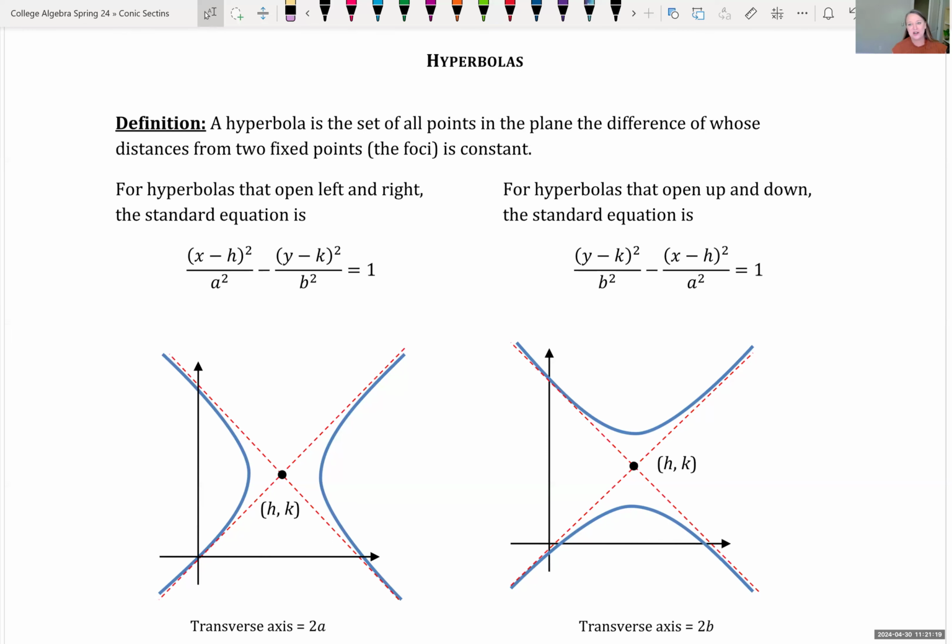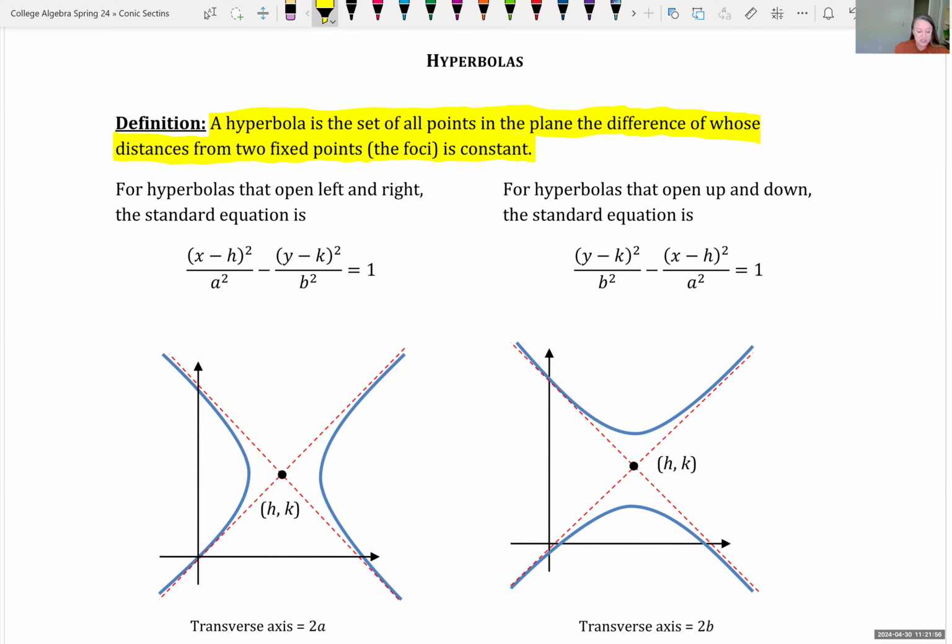This definition is not going to really help us graph, but it's good that you are familiar with it. So a hyperbola is a set of all points in a plane, the difference of whose distances from two fixed points, which are called the foci, is constant. Okay, so we have two fixed points called the foci, and if we look at that distance minus the distance of another point on the graph, then that is a constant number.